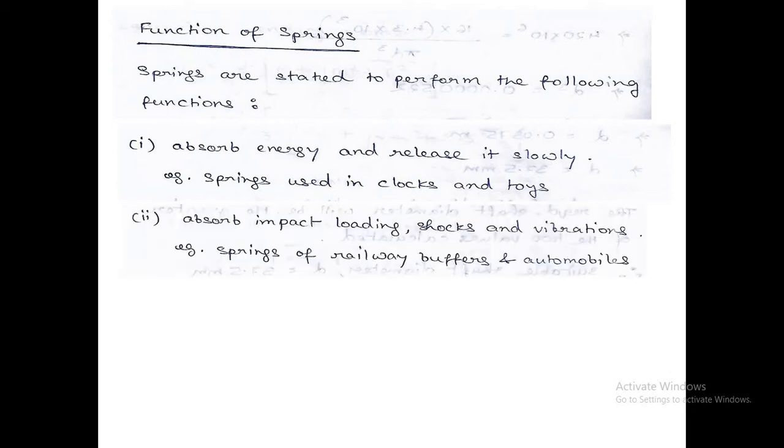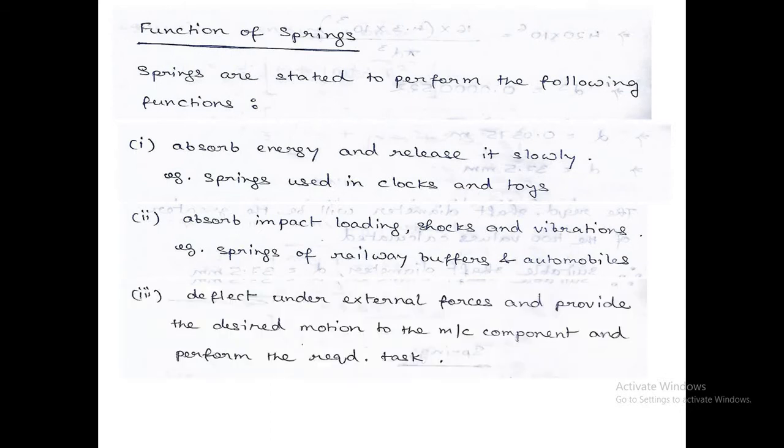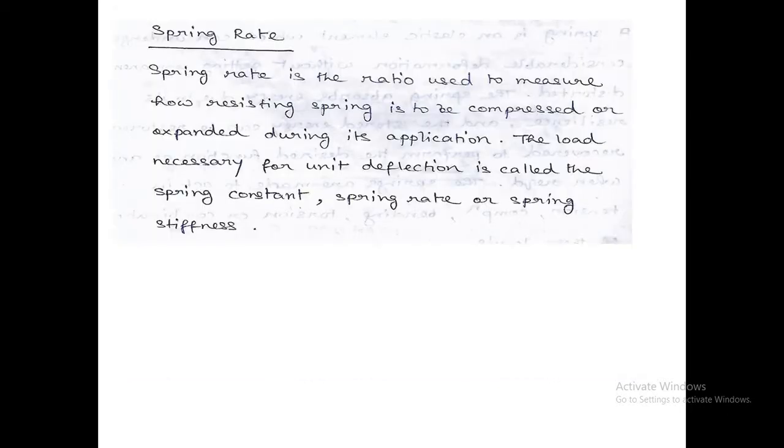Next, number two, absorb impact loading, shocks and vibrations. Example, springs of railway buffers and automobiles. Number three, deflect under external forces and provide the desired motion to the machine component and perform the required task. Next comes the spring weight.